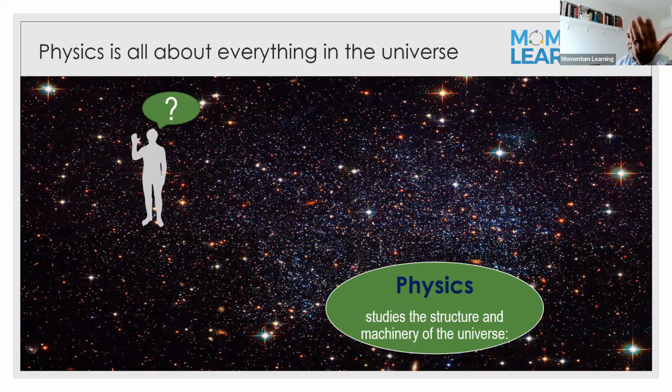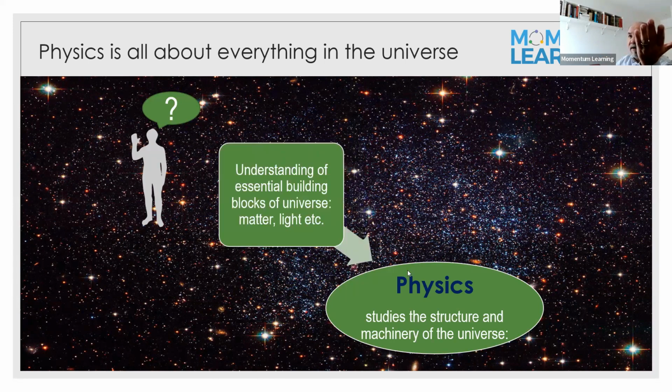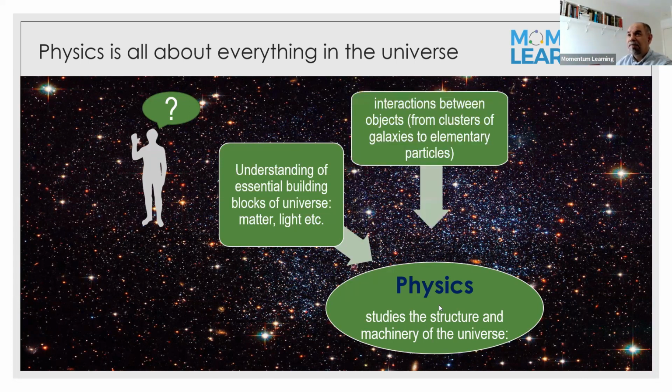So physics is all about, as you probably already know, understanding nature, understanding the universe, the study of structure and machinery of the universe. Part of this is understanding the essential building blocks of the universe: matter, light, atoms, molecules, etc. What is matter composed of? Another part of physics is the interactions between these building blocks. How do they interact with each other? How many types of interactions do we have? Electric interaction, mechanical, nuclear interactions, etc.